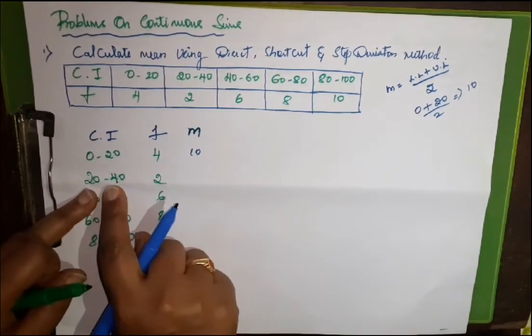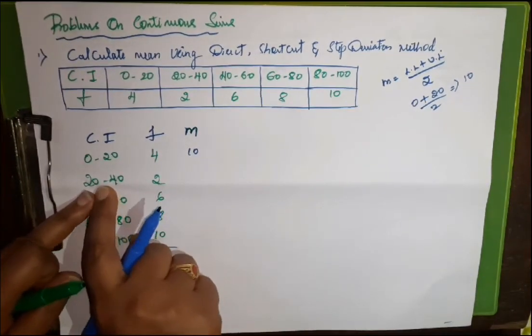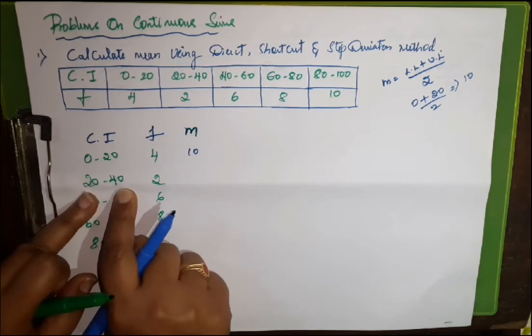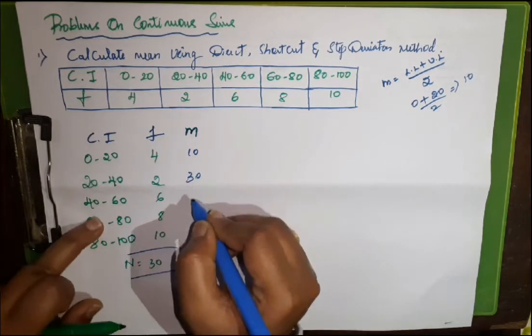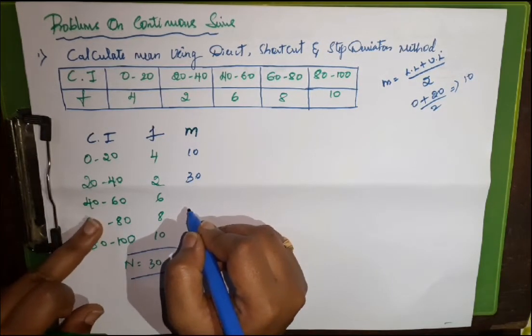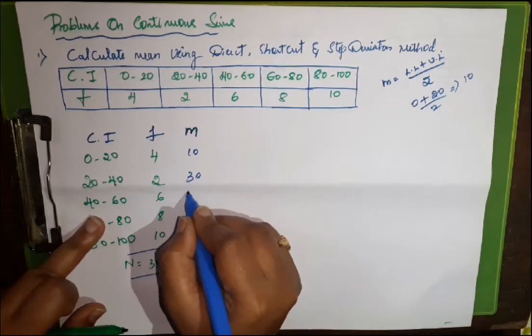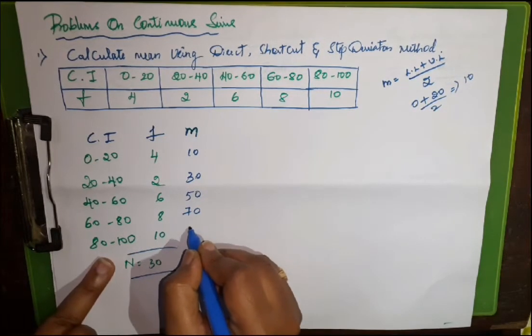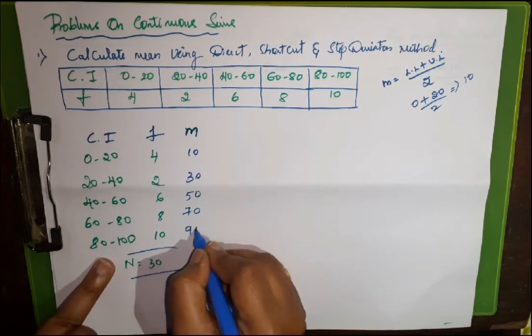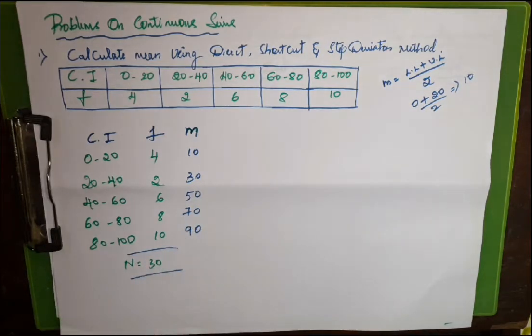Same way you have to do it for the second class interval. Lower limit is 20, upper limit is 40, divided by 2. So 20 plus 40 is 60, 60 by 2 is 30. Then 40 plus 60, 100, 100 by 2 is 50. Then 70 and 90. So this is our mid value.